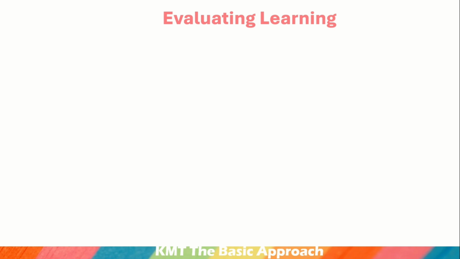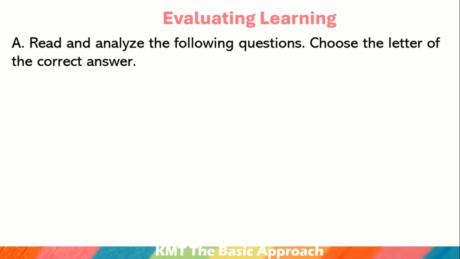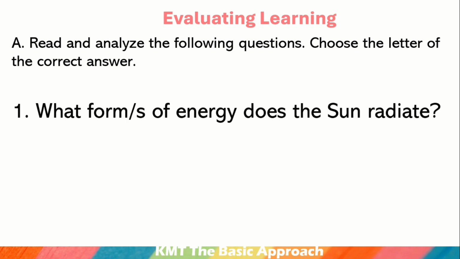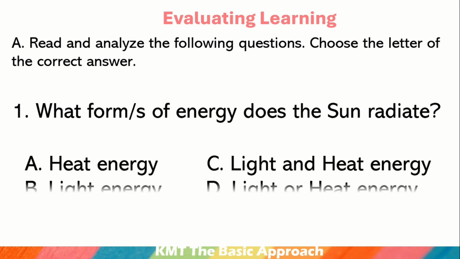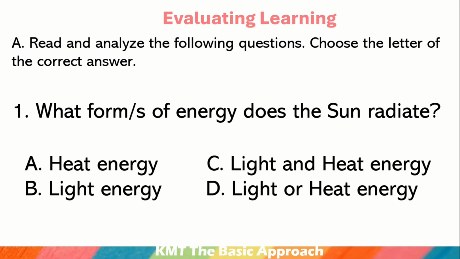Evaluating learning. Letter A or first part. Read and analyze the following questions. Choose the letter of the correct answer. Number 1. What form or forms of energy does the sun radiate? Letter A, heat energy. Letter B, light energy. Letter C, light and heat energy. Letter D, light or heat energy. What is the correct answer? Correct! C, light and heat energy.